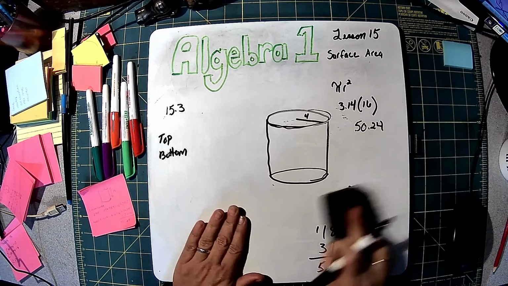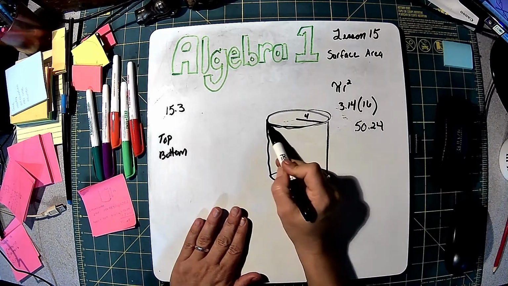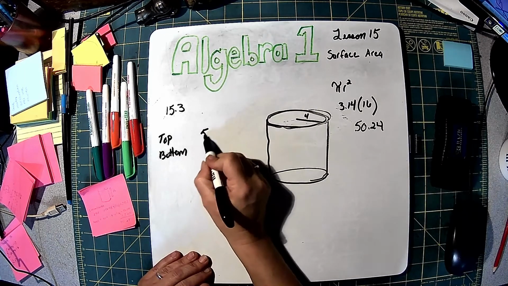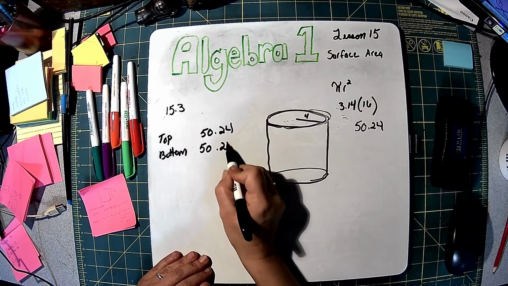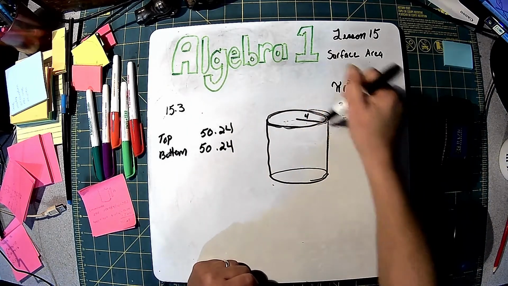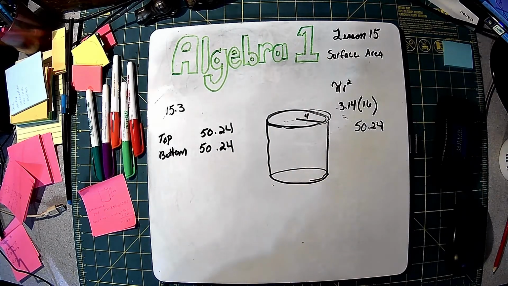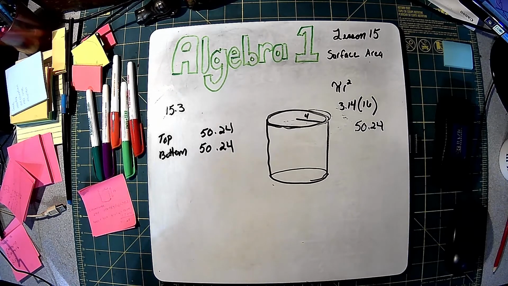And that's for one of these round surfaces. We have 2, so we're going to do 50.24 and then another 50.24. Now we have to figure out this whole area around. That is going to stretch out into a big rectangle.